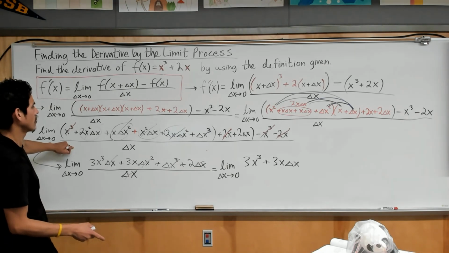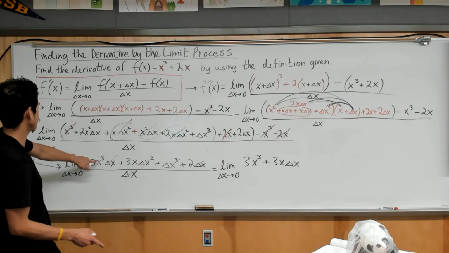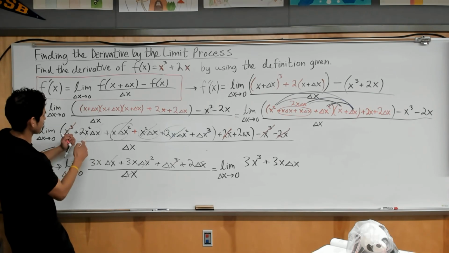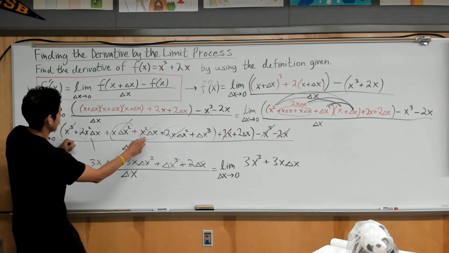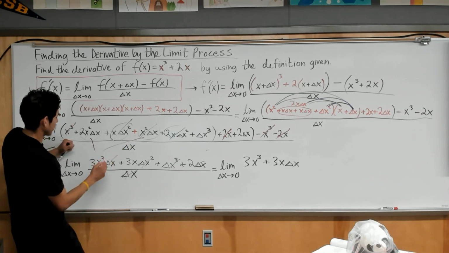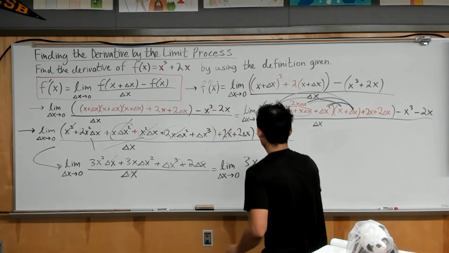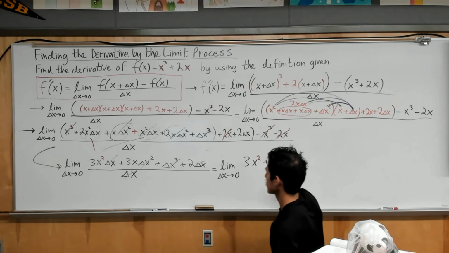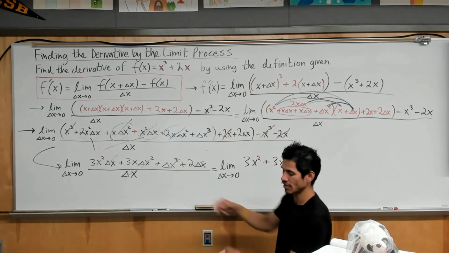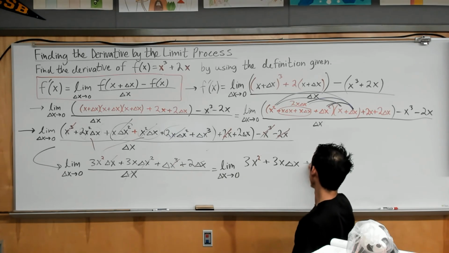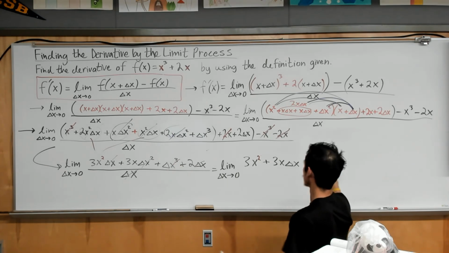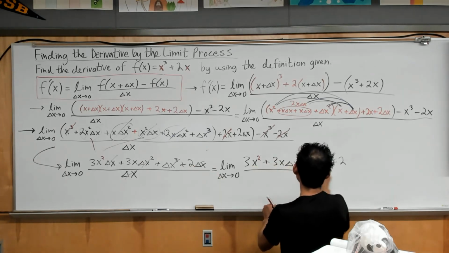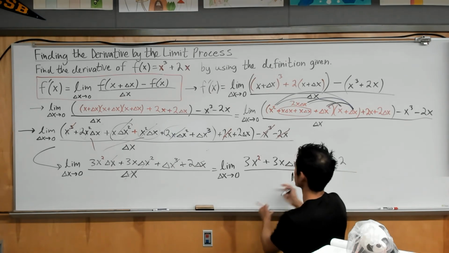Wait, did I put x cubed? I should have put x squared. Whoops. Yeah, because this came from here and here. Let me fix that. So 3x squared plus 3x delta x. This becomes just delta x squared. Plus delta x squared plus 2, all over 1, because the delta x in the bottom goes away, so it's just like 1.